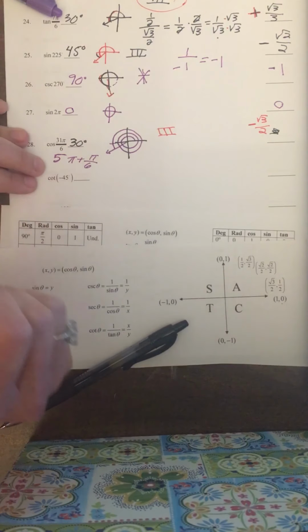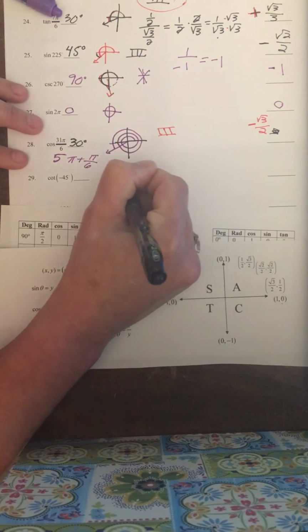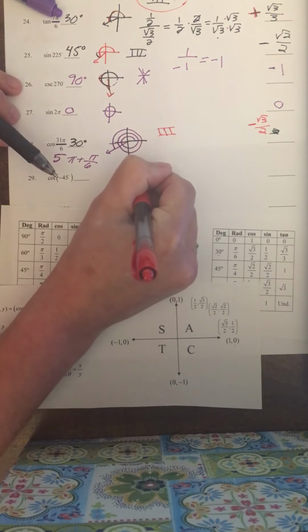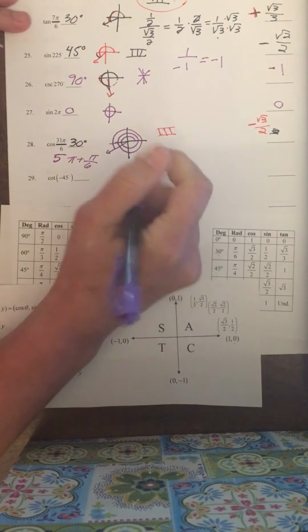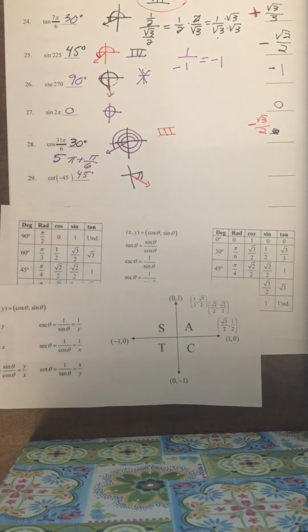Okay, cotangent of -45 degrees. So if we're rotating -45 degrees, that's just going to be 45 degrees clockwise, which leaves us 45 degrees away from the x-axis. So our reference angle is 45 degrees.